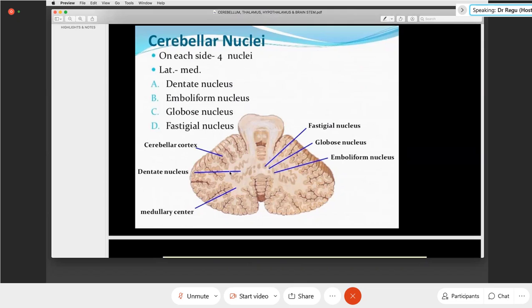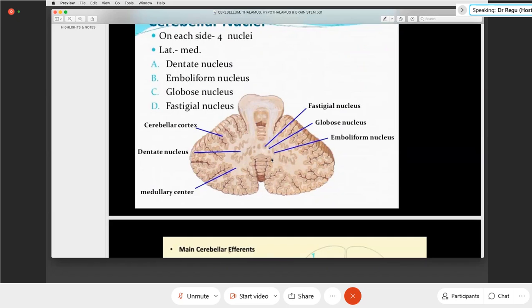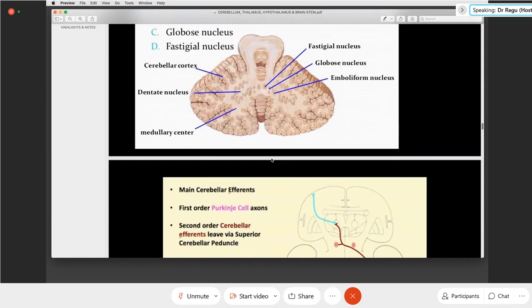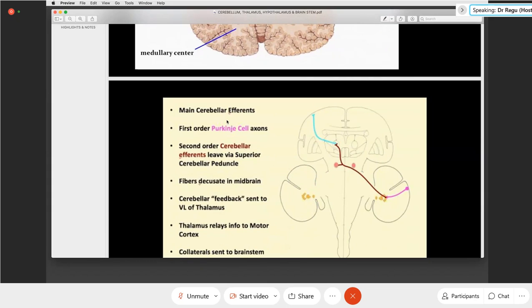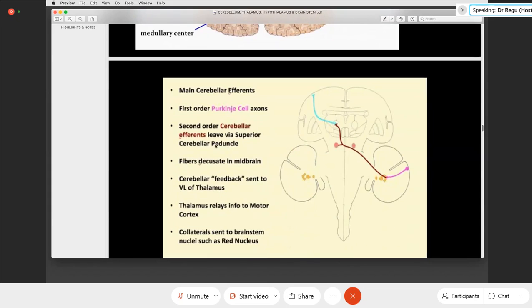So all the cortical afferents enter the cerebellum, are processed in the cerebellar cortex, and then relate to the nuclei. There's only a single outflow tract, or efferent, from the cerebellum, and this is the Purkinje cells. From here, the Purkinje cells pass through the superior cerebellar peduncle, and then through the midbrain to parts of the thalamus and the motor cortex.